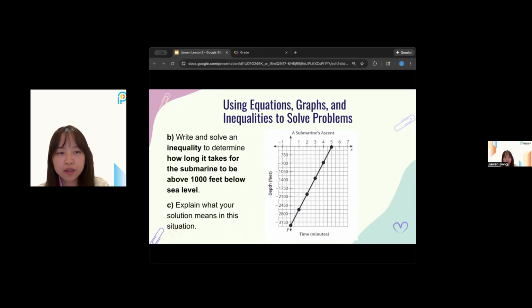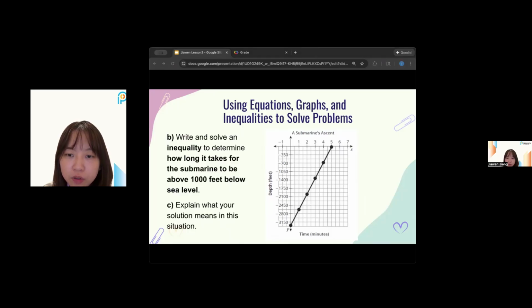Okay, so let's see question B. Write and solve an inequality to determine how long it takes for the submarine to be above 1,000 feet below sea level. So let's see the information we get. 1,000 feet below sea level means it's minus 1,000, right? And then here's a key word, above. What does above mean? It means greater than.